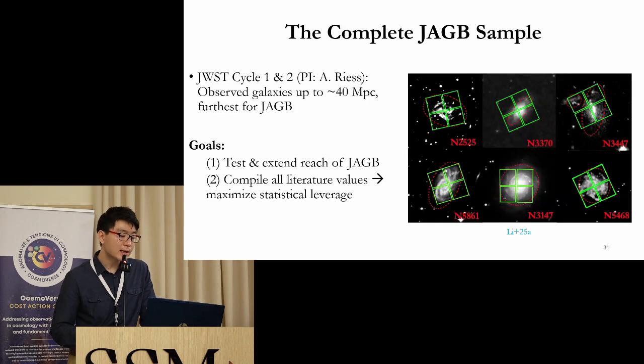Now we can take this one step forward and do the same thing as we did with the TRGB and try to maximize our JGB sample to increase the leverage we have on our comparisons in H0. And so in the second iteration, we looked at 6 different galaxies across cycles 1 and 2 from JWST. In particular, these galaxies also have distances that reach almost 40 megaparsecs, which would be the furthest distance observed with JGB. And so the goals here are to, one, test and extend the range of the JGB, but also to compile all the literature values with the new measurements here to really maximize the leverage we have on our cross-checks with Cepheids.